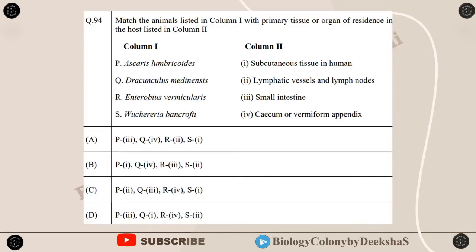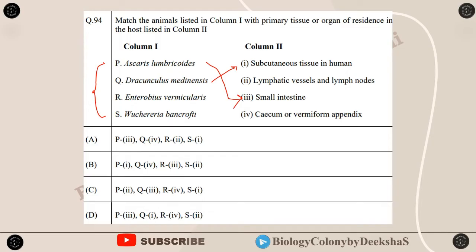So the next question is, match the animals listed in column 1 with primary tissue or organ of residence in the host listed in column 2. So these are all the parasitic organisms given in column 1. We have to match the locations. So first is Ascaris lumbricoides. It resides in small intestine. Then we have Dracunculus medinensis. It resides in the subcutaneous tissue in human.